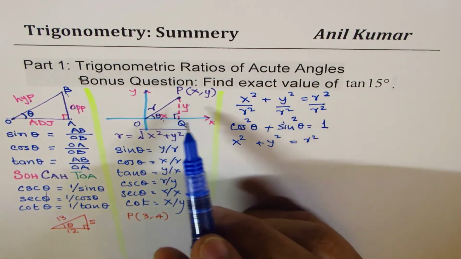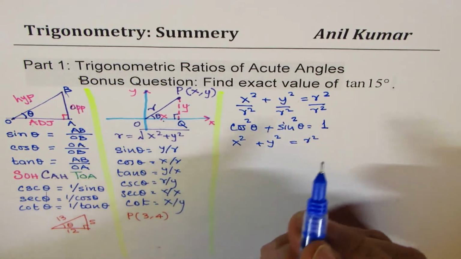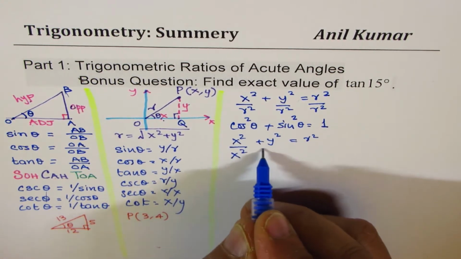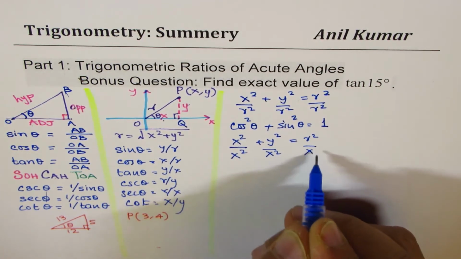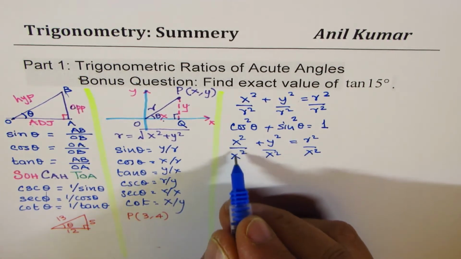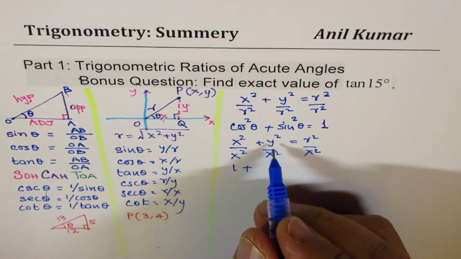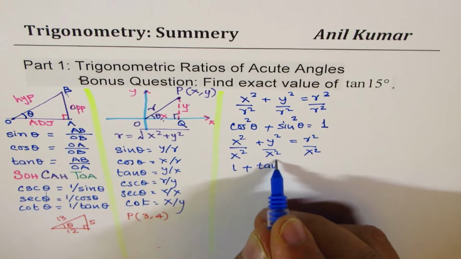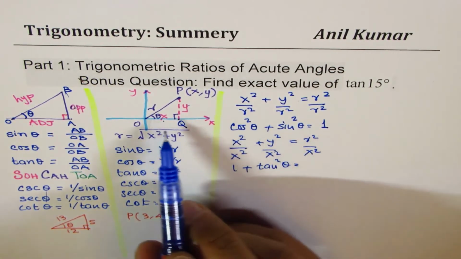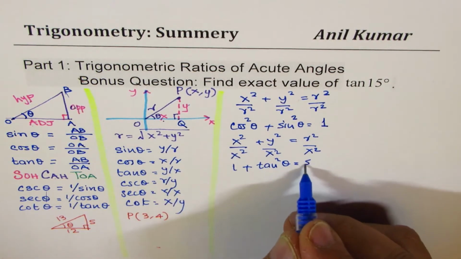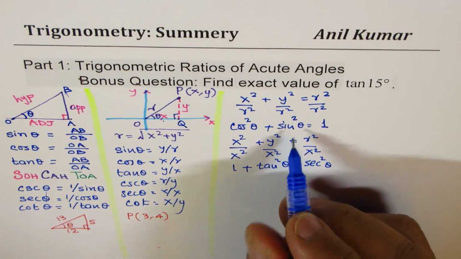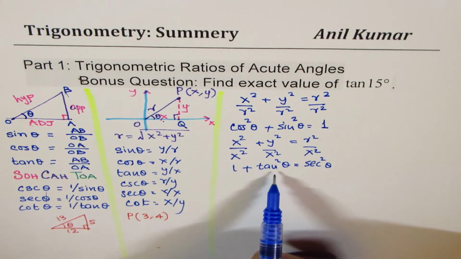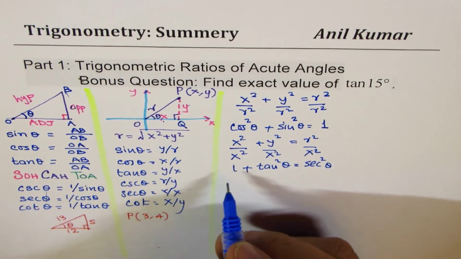Now, if I divide the same relation, x square plus y square equals r square, the Pythagorean combination of the sides of a right triangle, by x square instead of r square, then what happens? X square over x square is 1, plus y square over x square. So y over x is tan. So we get 1 plus tan square theta, and this is r over x, which is secant square theta. So we get another Pythagorean identity for trigonometric ratios: 1 plus tan square theta equals secant square theta.